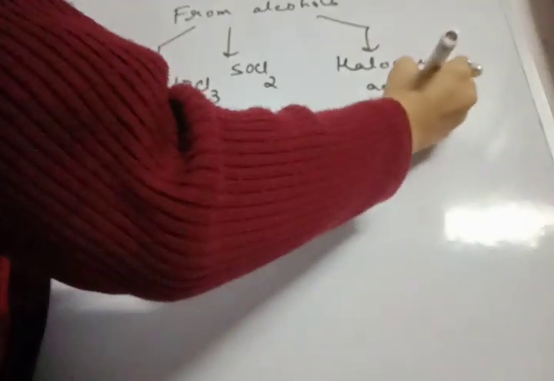So we have 3 methods. First, reaction of alcohols with phosphorus halides, either PCl5 or PCl3. Next is thionyl chloride. Last one is halogen acids. So first of all, I'll be focusing on PCl5. So alcohols react with phosphorus pentachloride to produce respective alkyl halides.